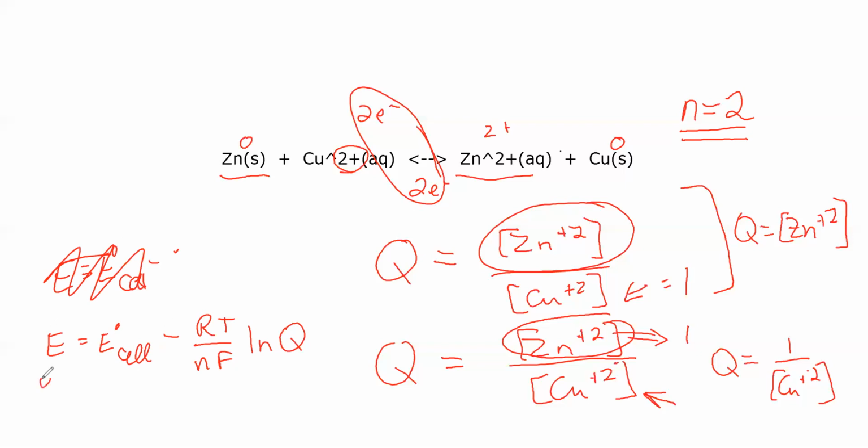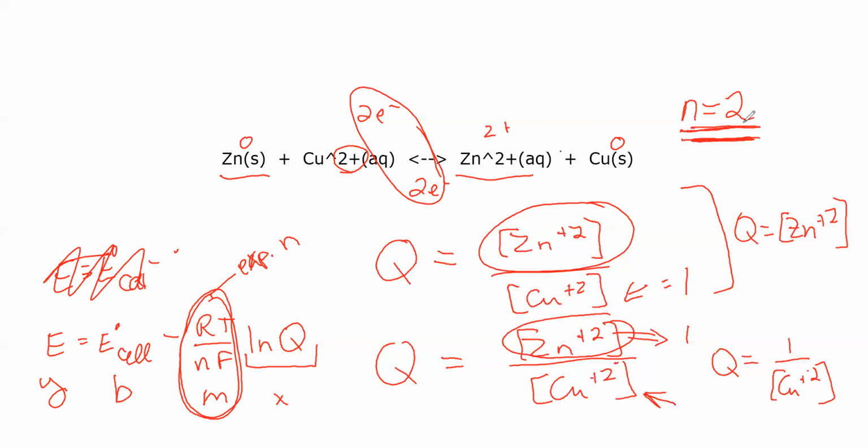So when you graph it, you have y equals mx plus b. Your slope is related to the number of electrons, and you're going to calculate the experimental N from your equation of the line, and that's not going to be a whole number. And then you can compare it to the actual number of electrons to get a percent error. And then your standard E cell is just equal to the y-intercept.